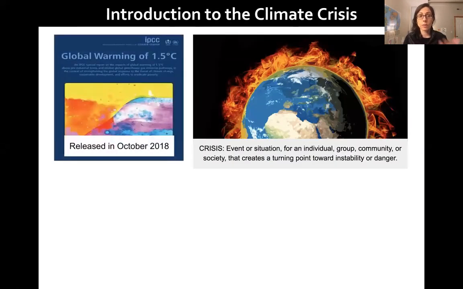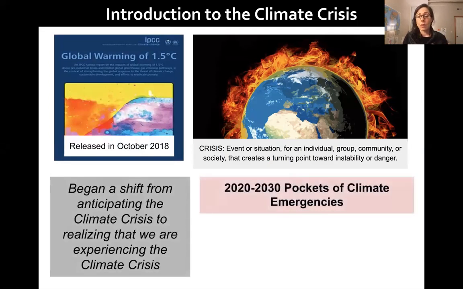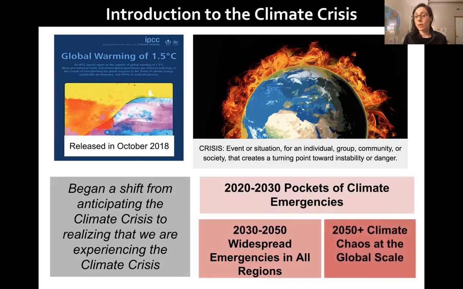So the report that was released by the IPCC in 2018 lets us know that we're in a major crisis. We began a shift from anticipating to understanding we're in it. And we know now that if we take little or no action, we are going to be experiencing widespread chaos by 2050. So those are the projections. So the point of this exercise is to say kids should be there now. They should be at this heightened sense of urgency. And now it's like, let's dive into the hopeful part of all this.